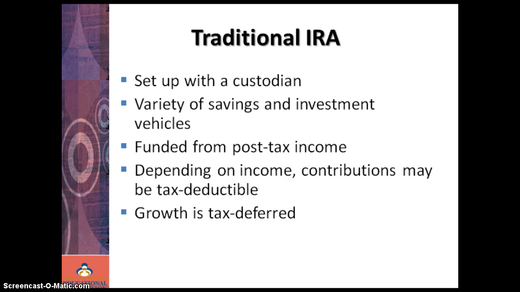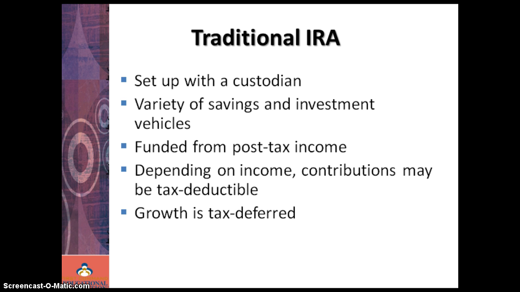Traditional IRA. A traditional IRA provides tax advantages for setting aside dollars for retirement. The IRA must be set up with a custodian, which can be a bank or credit union, savings and loan association, insurance company, mutual fund, or investment broker.